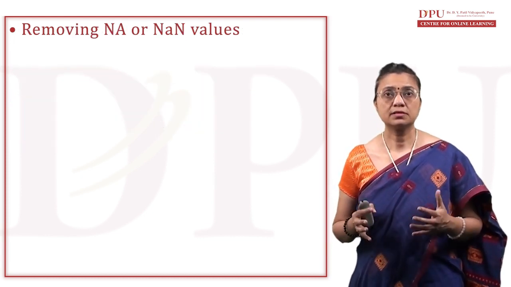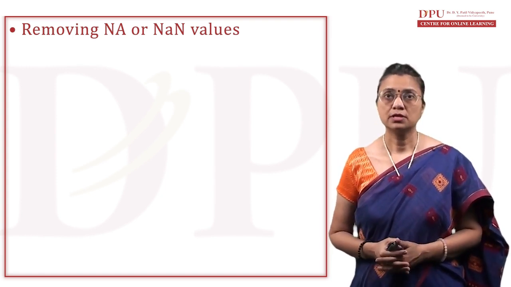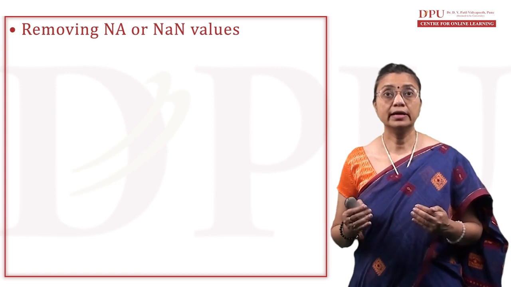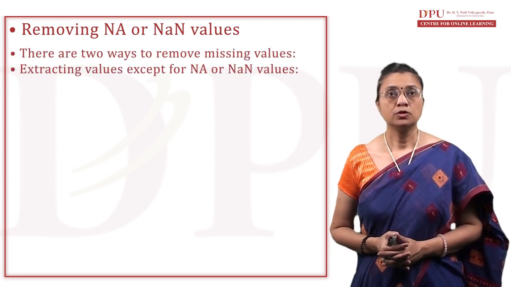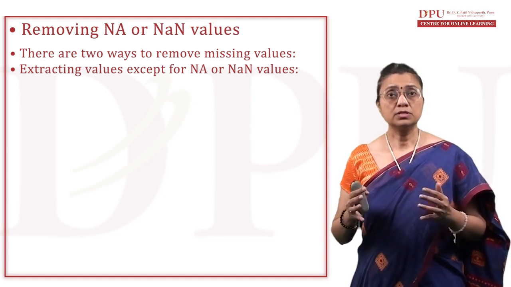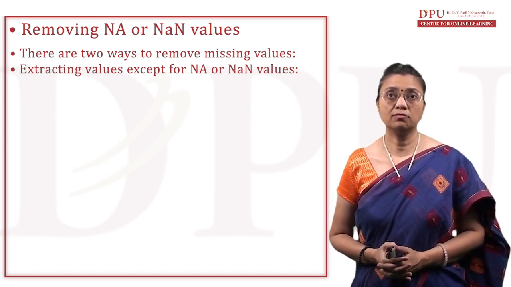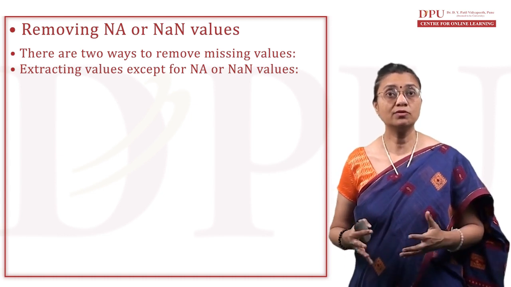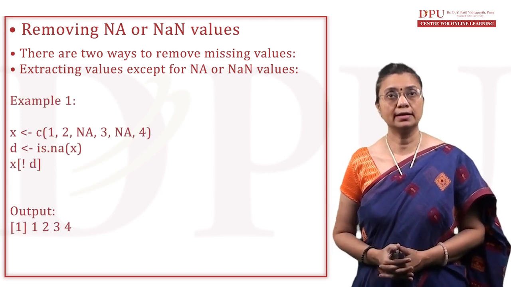Now, next, we have to understand how to remove NA or NaN values from our data with the help of code, and then see the result on the screen. Mainly, students, there are two ways to remove the missing values. The first way is where we extract the values except for NA or NaN values. How will we go about it? Very simple. Let's have a closer look at this code and understand.